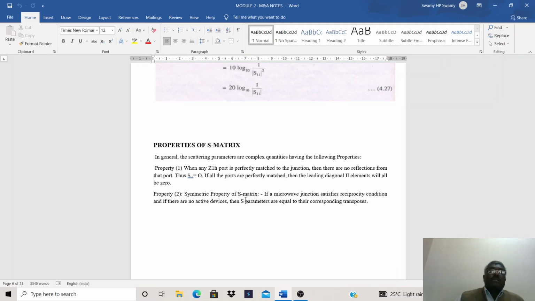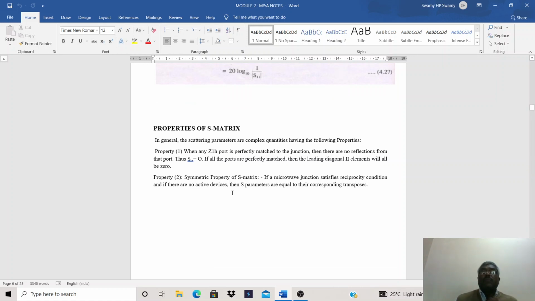Second property of S matrix, the symmetric property of S matrix. If a microwave junction satisfies the reciprocity condition and if there are no active devices, then the S parameters are equal to their corresponding transposes. What is the symmetric property of S matrix?